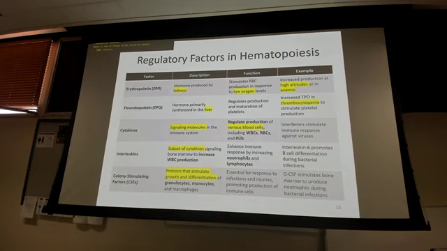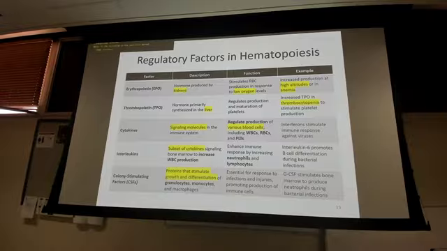All right, so EPO, these are just some regulatory factors in hematopoiesis. EPO is produced in the kidneys. It stimulates RBC production in response to low oxygen levels. And you may see that increased production in high altitudes or in anemia.